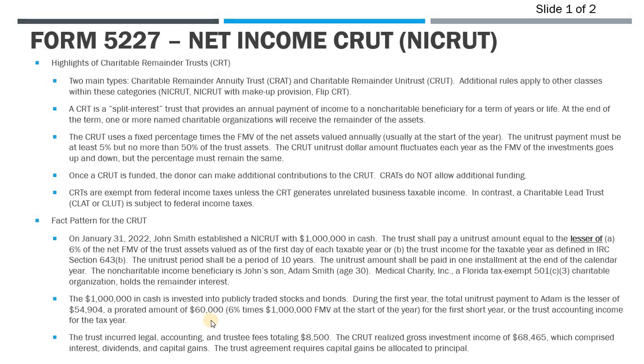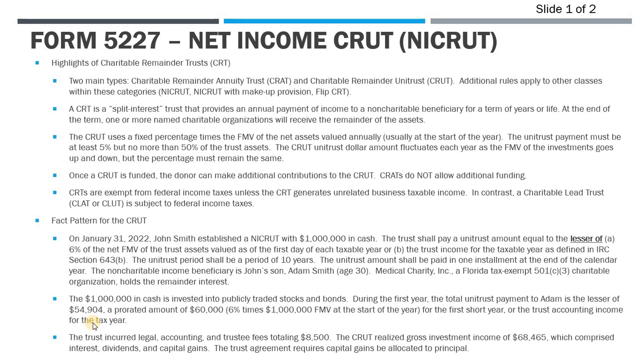$54,904, which is a prorated amount of the $60K. So 6% times $1 million at the start of the year, prorated for the short year, is $54,904. So this could be the amount that Adam gets. But remember, the amount that the income beneficiary gets is the lesser of these two values. So it's the lesser of $54,904, or what is the trust accounting income for the year.